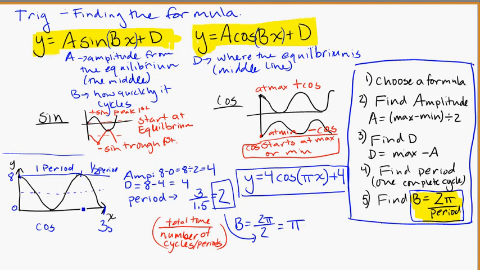For instance, had this said 2 seconds there, I would have known my period is 2 seconds and not have to do the calculation. Then you need to use that information to find B, and then plug the information into your formula. A here is 4, B is pi, and D is 4.